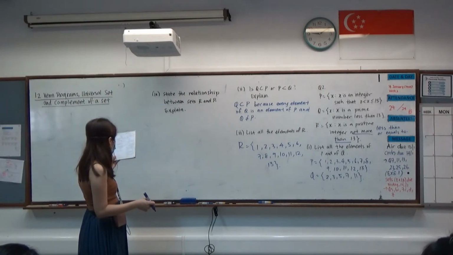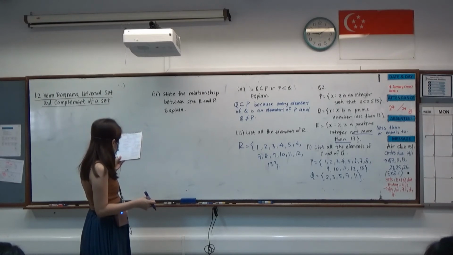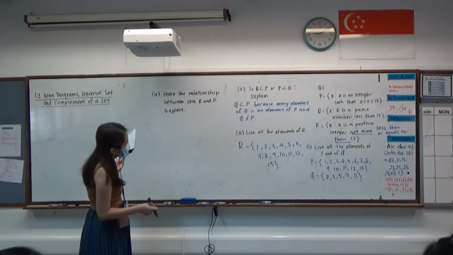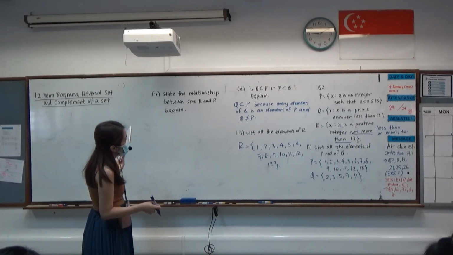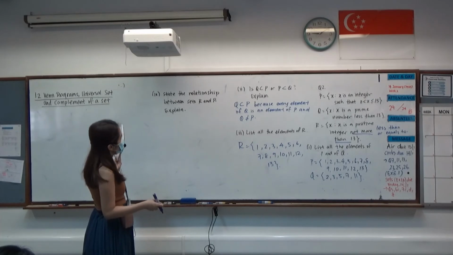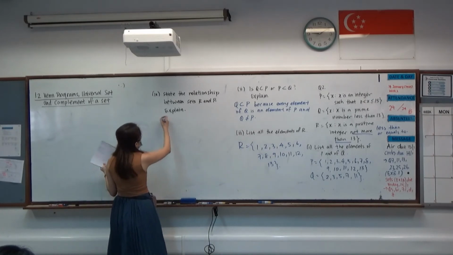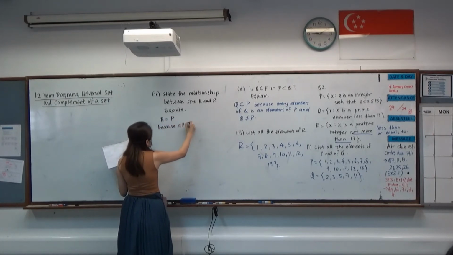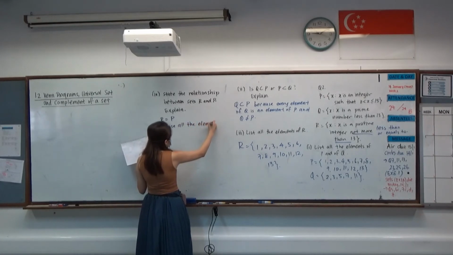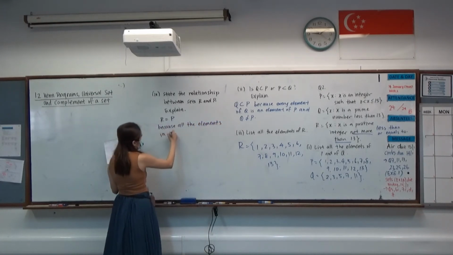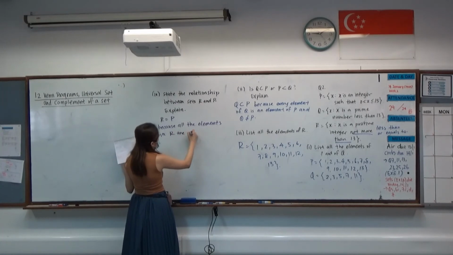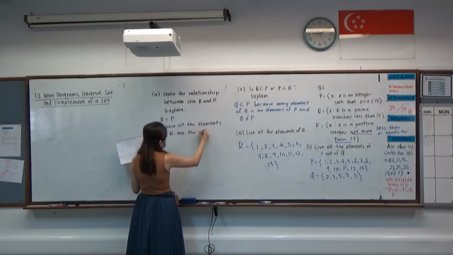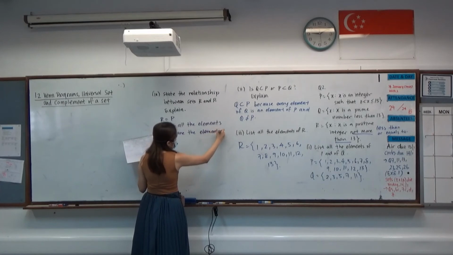Hang on now. Why did I write this too? Not more. Sorry, I think I must have written something wrong here. Okay, so R is equal to P, because all the elements in R are the elements in P.